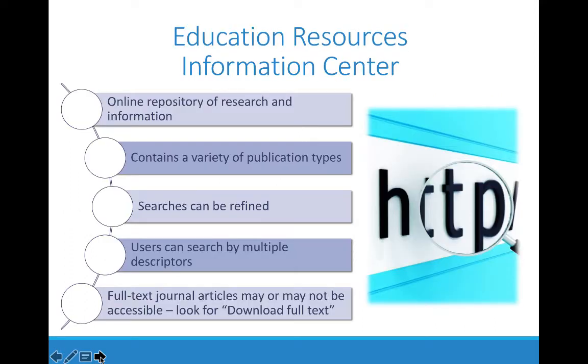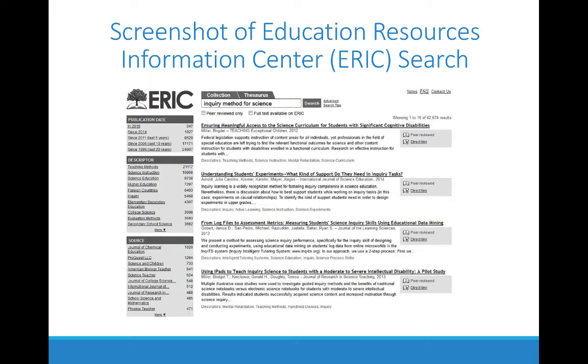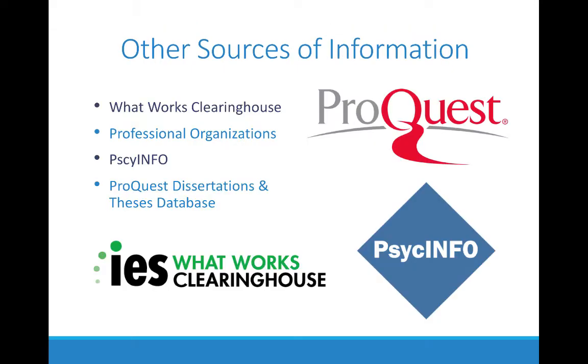Here's ERIC, and we know that that's an online repository of research and information. A lot of different publication types are there. Your searches can be refined just like any other search, and you can use multiple keywords or descriptors, and you can potentially download full text as well. ERIC also is part of the university library system. And here's a screenshot of what you might find by using the ERIC database.